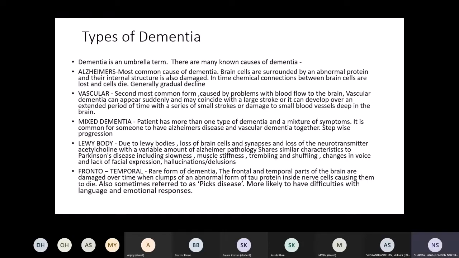Then there is Lewy body dementia. It's basically because of Lewy bodies, more common in patients having Parkinson's or having features like Parkinsonism. And frontotemporal dementia, also known as Pick's disease, as we discussed, is basically because of a tau protein developing inside the nerve cells, and this causes the patient to make inappropriate comments and have difficulty in language or emotional responses.